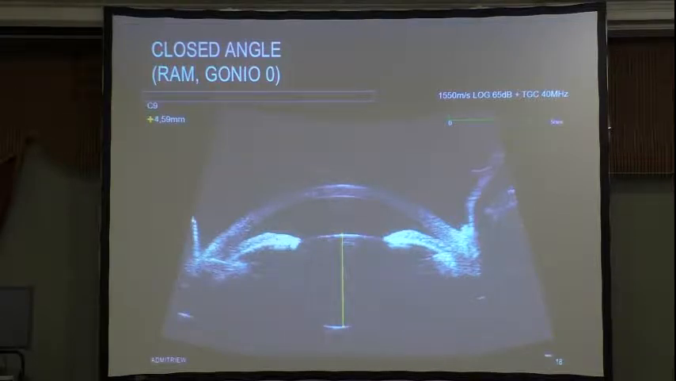So in the same way, if we have high lens thickness, and we have the iris configuration, which is blocking the angle, then you will expect the closed angles just by finding a scleral spur within the middle of the tissue. There is no light of the angle coming towards the scleral spur.